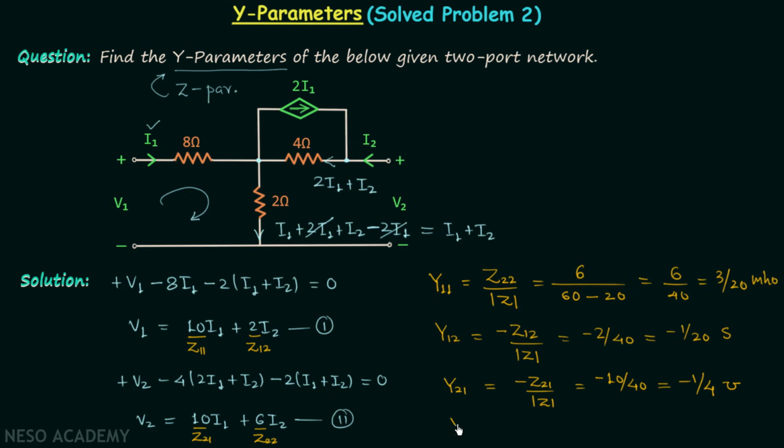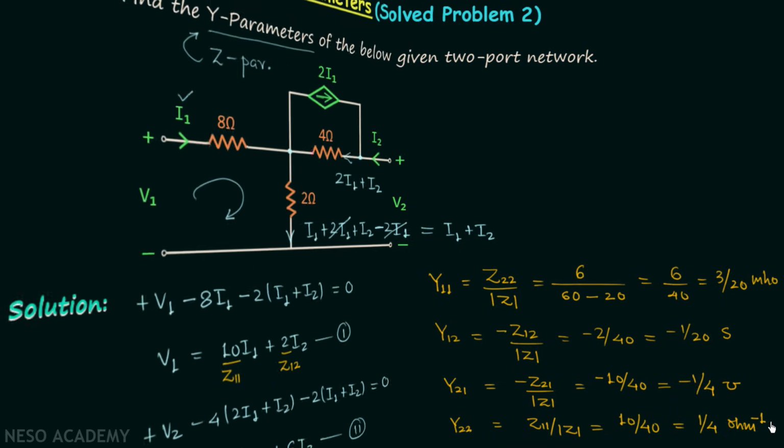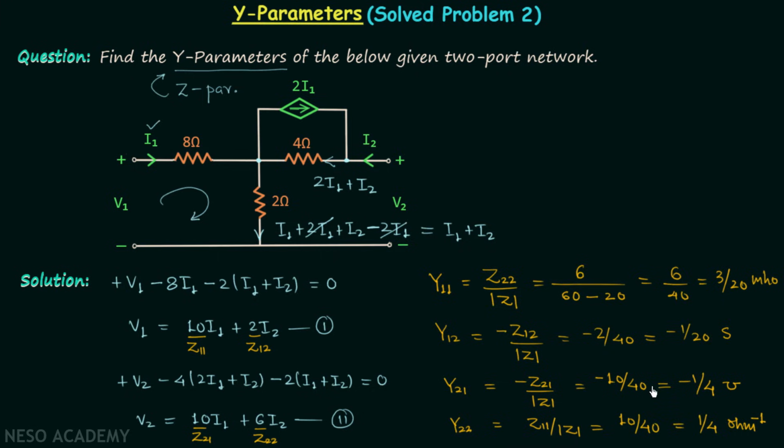Now we will find out the final y parameter, which is y22. And y22 is equal to Z11 divided by the determinant. Z11 in our case is 10. Therefore we have 10 divided by 40. And finally we have 1 divided by 4. The unit will be mho or Siemens or inverted omega, or you can write ohm inverse. So in this way we have obtained all the 4 y parameters of this two-port network.